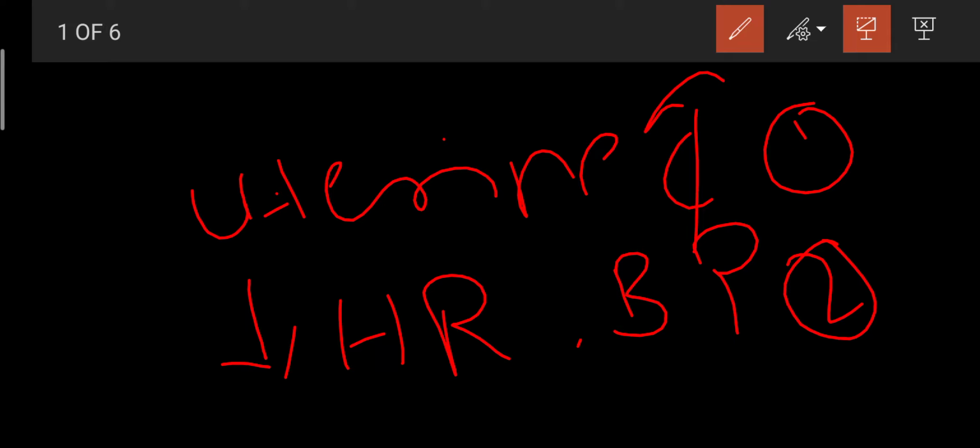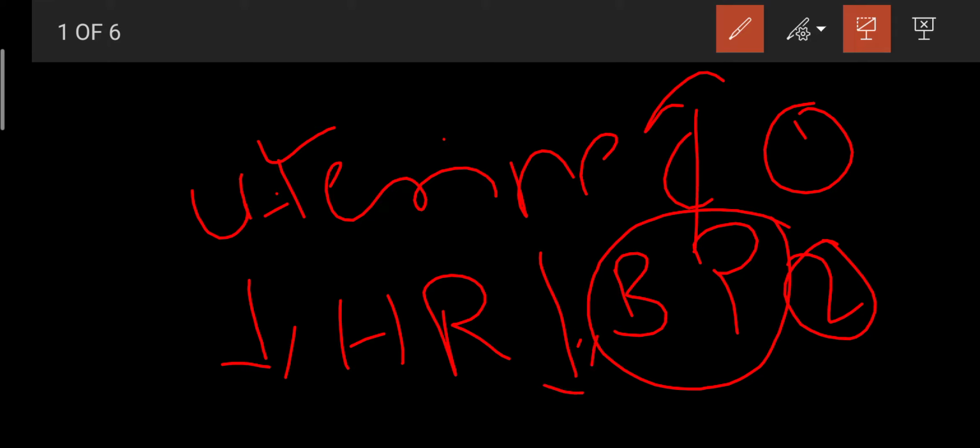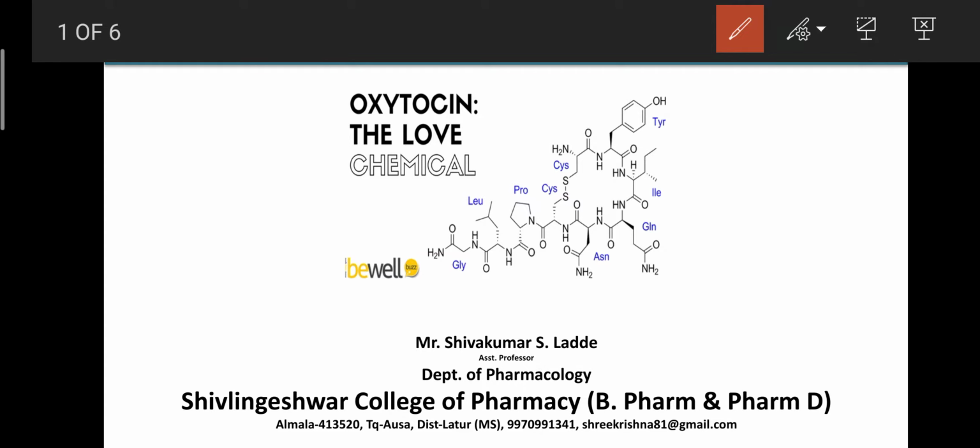So here for the bioassay of oxytocin, we consider two parameters. One is the uterine muscle contraction, which is helpful for the bioassay of any new preparation of oxytocin, and another parameter is the decrease in the blood pressure. If our drug causes contraction, it gives the bio-identity of oxytocin, or if it decreases the blood pressure, it also gives the bio-identity of oxytocin.